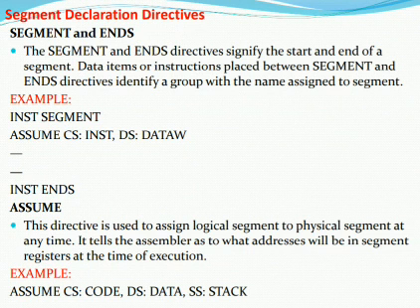And the next directive is assume. This directive is mainly used for assuming a particular value for the segments, that is, to assign a logical segment to a physical segment at any time. It tells the assembler what addresses will be in the segment registers at the time of execution. See the example, ASSUME CS:CODE, DS:DATA, SS:STACK. That is, code is assigned to the code segment register, data is assigned to the data segment register, and stack is assigned to the stack segment register. These are assumed by means of the directive assume.